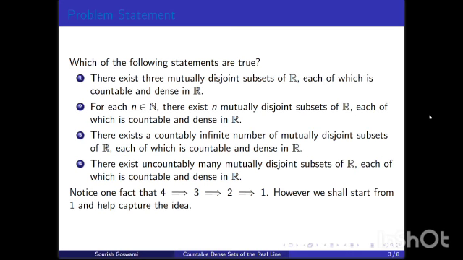However, if a problem arises like this, the idea must be to first attack 4. But that is difficult sometimes. So, however, we will start from 1 and help capture the idea.